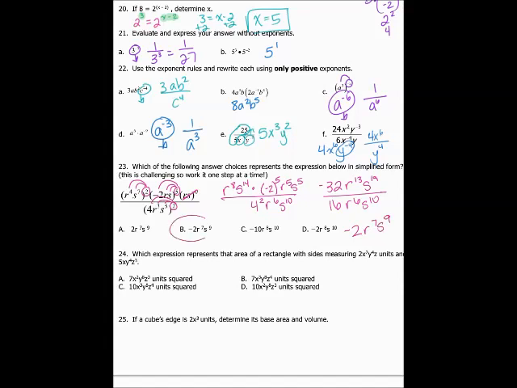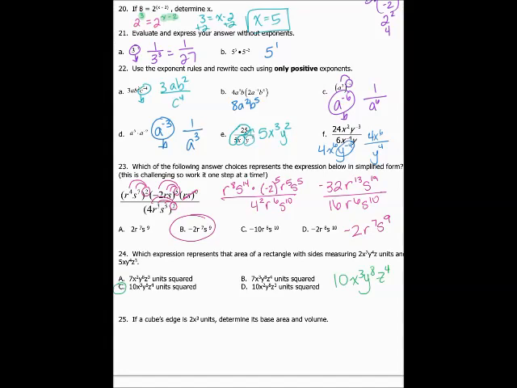So the answer would be B. Number 24 says which expression represents the area with sides with those two side measures. So we are multiplying those together. So that's going to be 2 times 5 is 10. And then if I take my x's, I add their exponents, which is going to be 3. Y, 4 plus 4 is 8. And then z, 1 plus 3 is 4. So that would be C.